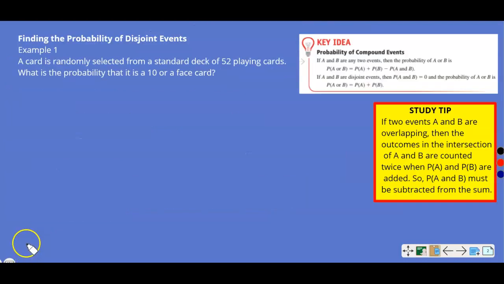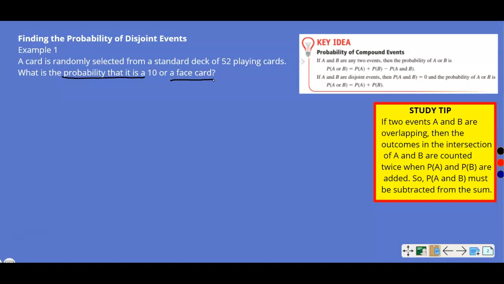Example 1, finding the probability of disjoint events. A card is randomly selected from a standard deck of 52 playing cards. What is the probability that it is a 10 or a face card? All right, so we need to know the probability that it's a 10 or a face card. All right, so how many 10s are in a deck? So you're going to have 10 of spades, 10 of hearts, 10 of clubs, and 10 of diamonds. So there's going to be 4 different ones.